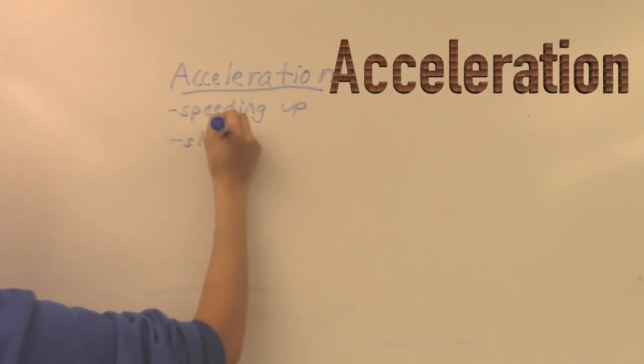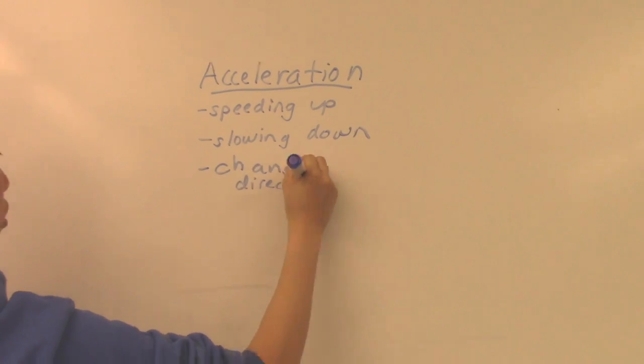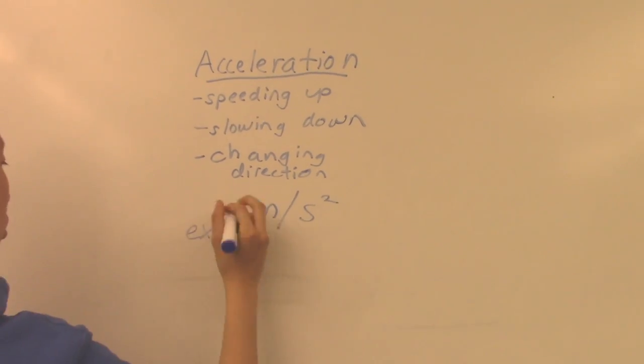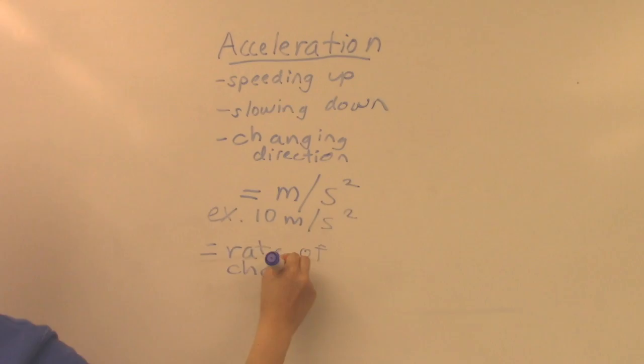Acceleration is a way to describe an object speeding up, slowing down, or changing direction, and is measured in meters per second squared. Acceleration is the rate of change of velocity.